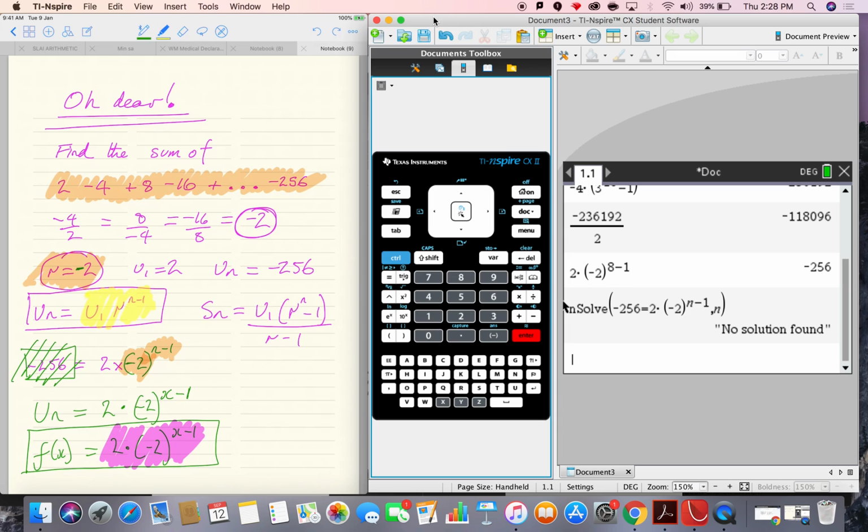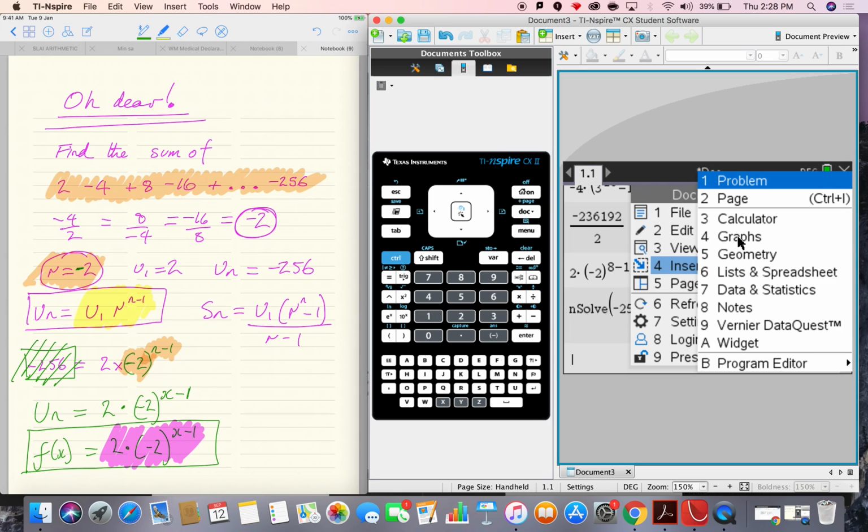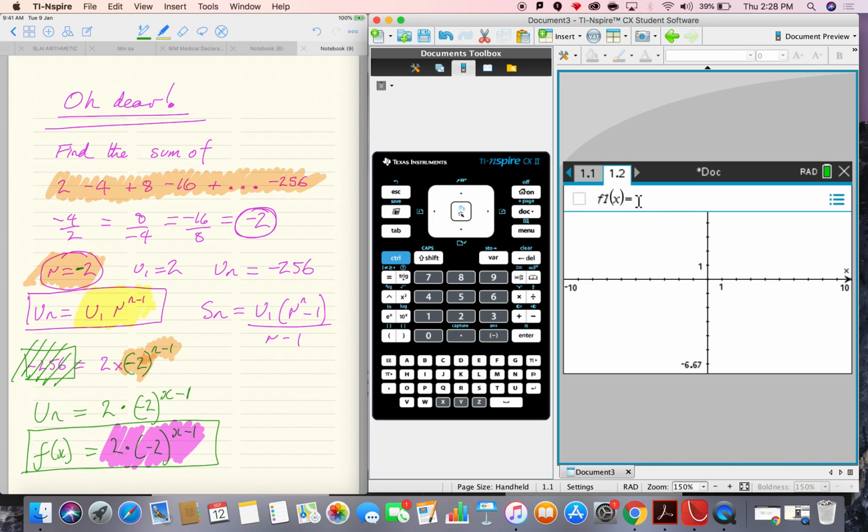It's just this rule with the number substituted in and the n as an x. Okay, so how does that help us? Well, let's go over to the calculator. Document, insert, graph. Let's just type in the equation that we've got there.